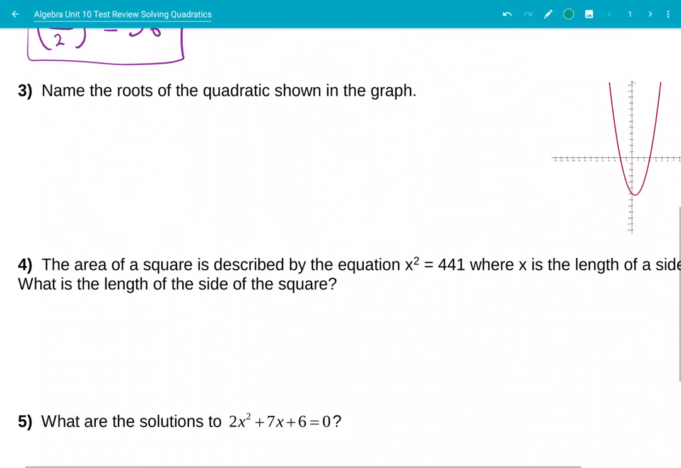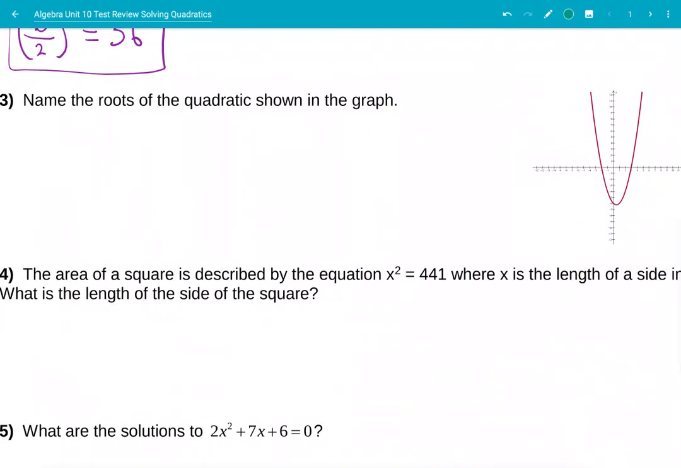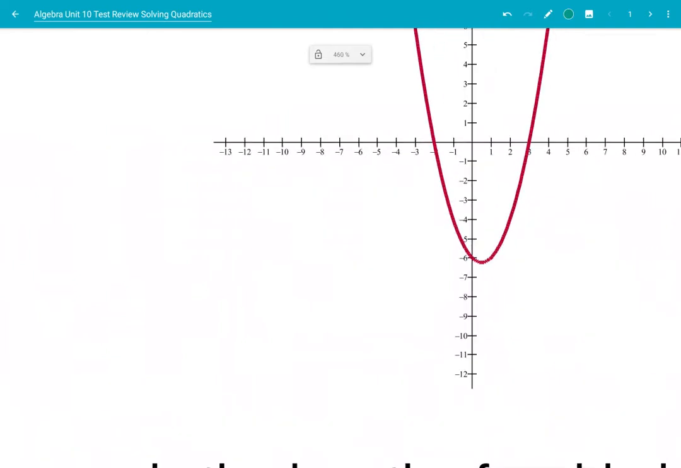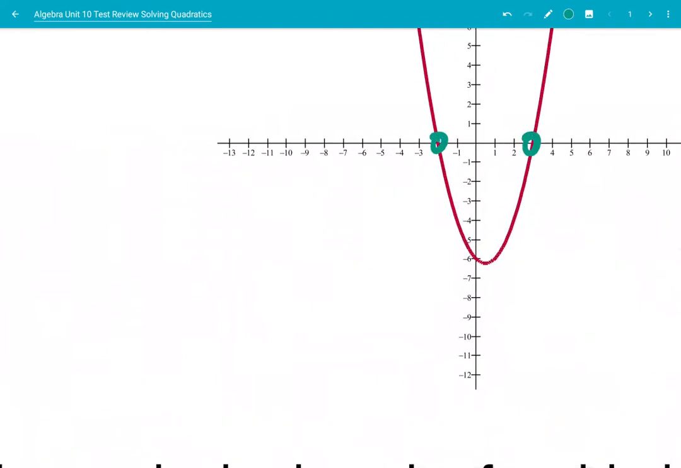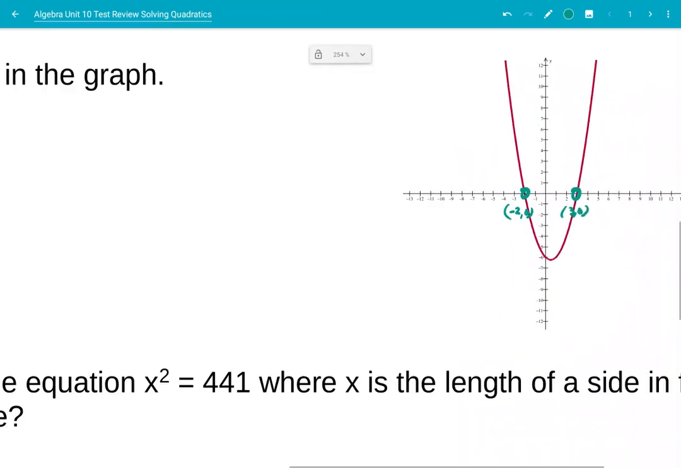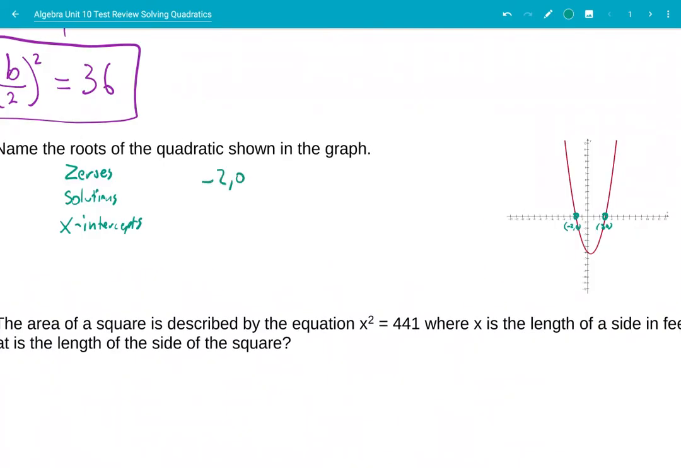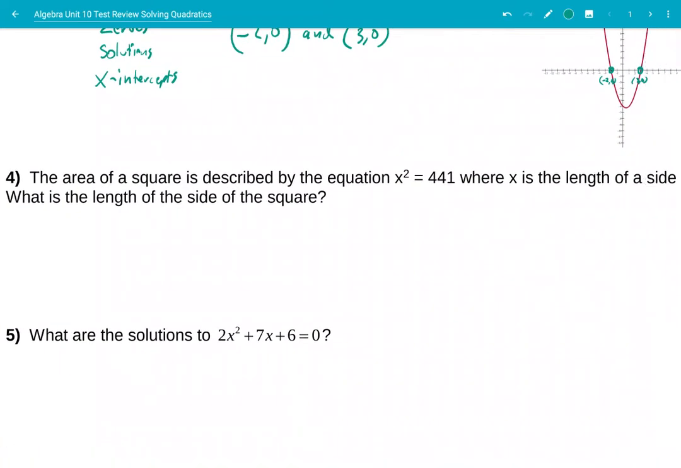All right, let's go. Name the roots of the quadratic shown in the graph. Well, roots are zeros, and they're also solutions, and they're also the x-intercepts. And that's, again, right here and right there. This one's at -2, 0. And this one's at 3, 0. So -2, 0 and 3, 0. Well, we're just chugging right along, aren't we? All right, let's see what's next.